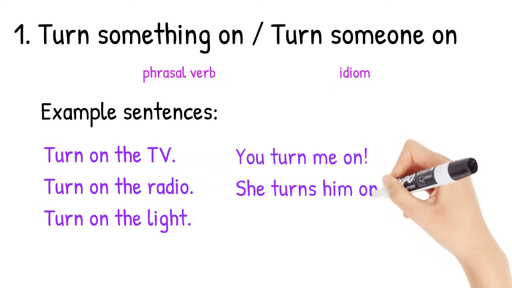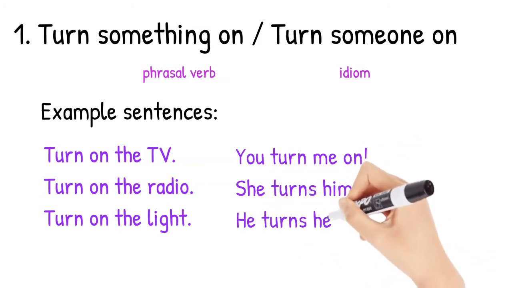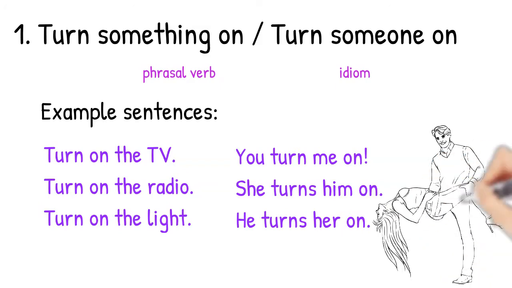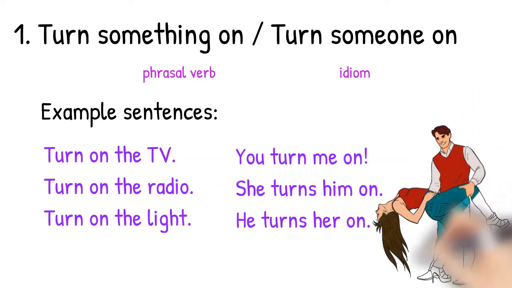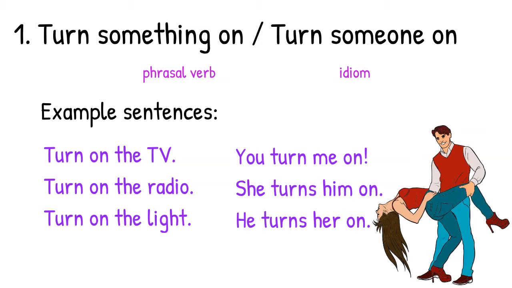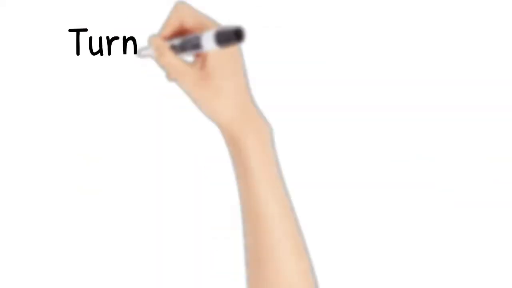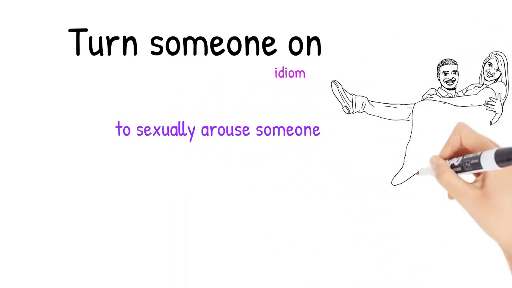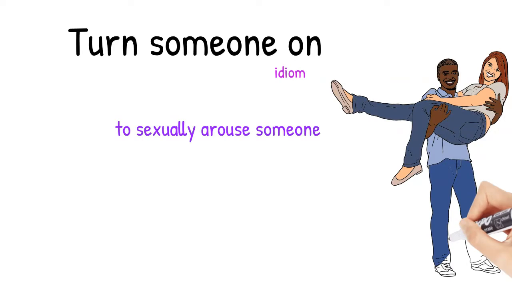But the idiom turn someone on, example sentences look like this. You turn me on. She turns him on. He turns her on. So let's look at the meaning of turn someone on more closely. To turn someone on is an idiomatic expression, or an idiom, that means to sexually arouse someone.